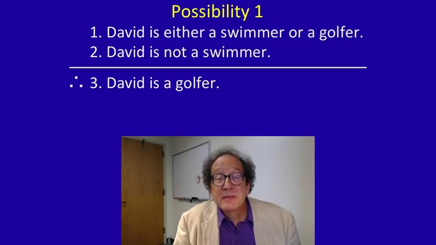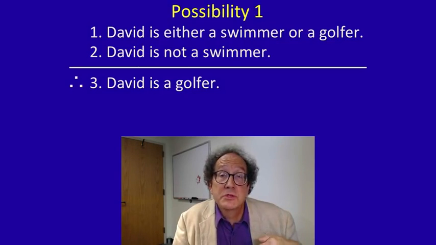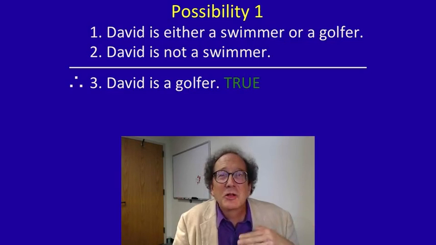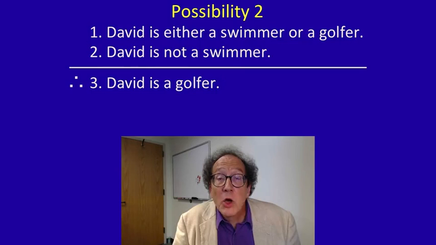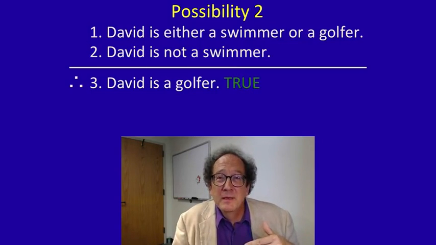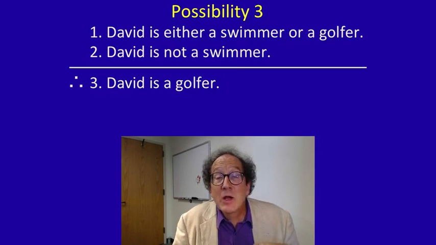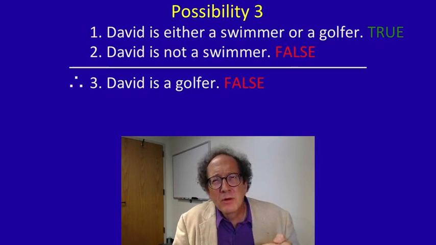There are 4 possibilities. Suppose that David is both a swimmer and also a golfer. Well, then the conclusion's true, right? So you can't have true premises and a false conclusion, because in that case, the conclusion is true. Now suppose that David is a golfer, but he's not a swimmer. Well, again, the conclusion's true. So that's not a case where the premises are true and the conclusion's false. But suppose he's not a golfer, but he is a swimmer. Well, wait a minute. In that case, the second premise is wrong because it says he's not a swimmer, and we're, in this story, imagining that he is a swimmer.